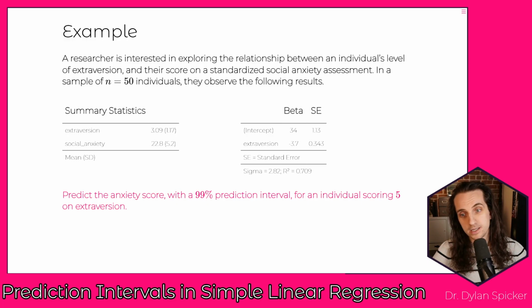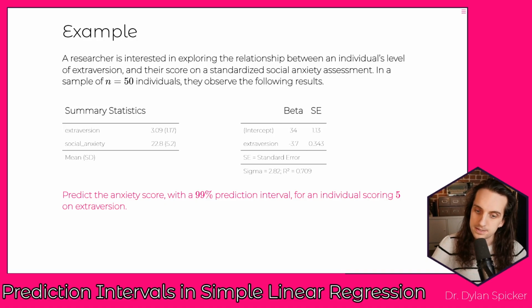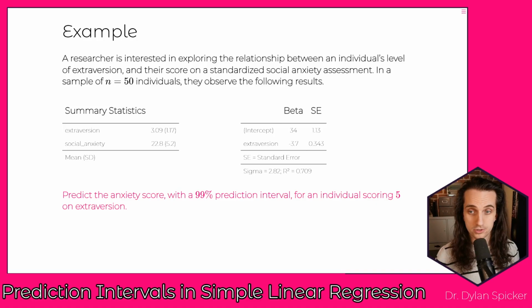Our final example here: we want to explore the relationship between an individual's level of extroversion and their score on a standardized anxiety assessment. We have a sample of n equals 50, and they observe the following results. So we want to predict the anxiety score with a 99% prediction interval for an individual who scores 5 on extroversion. And so again, we want to predict y given that x is equal to 5. So we take 34 minus 3.7 times 5. That's going to give us our point estimate here.